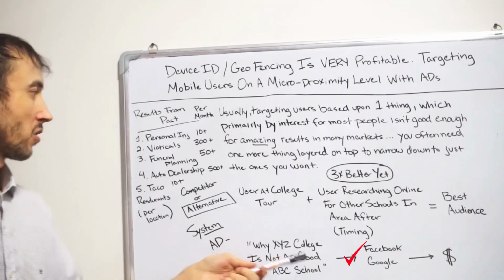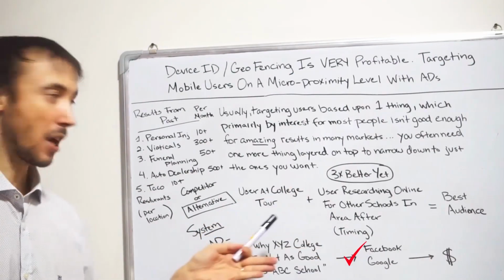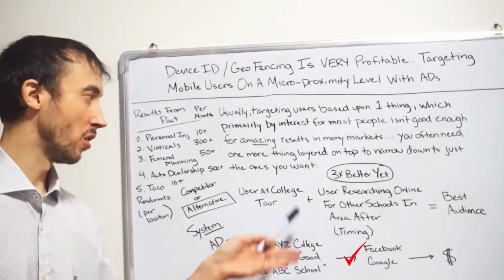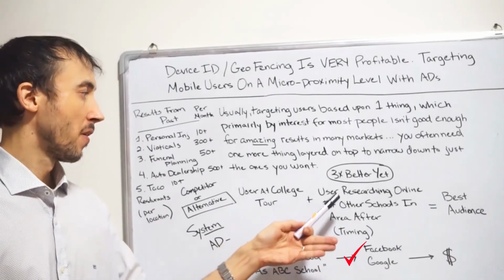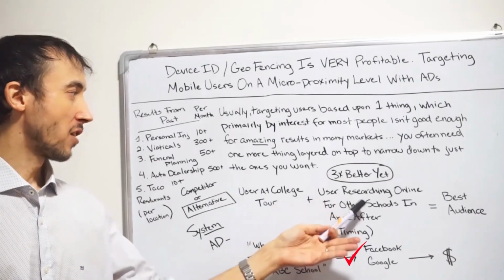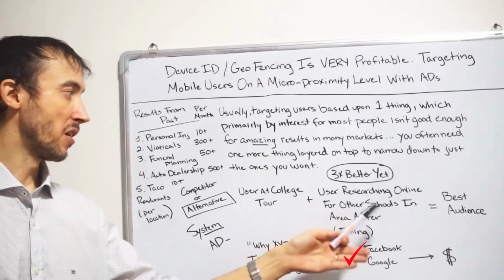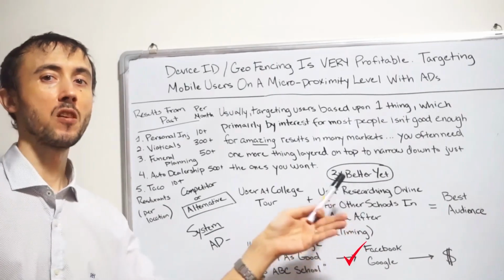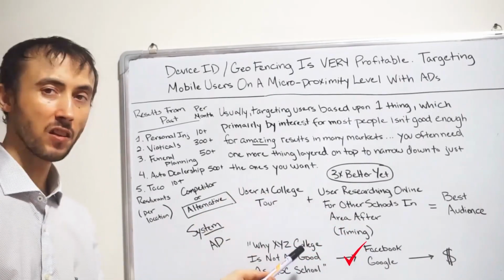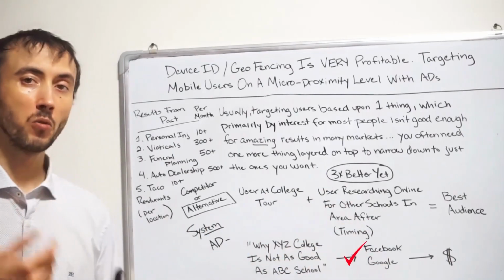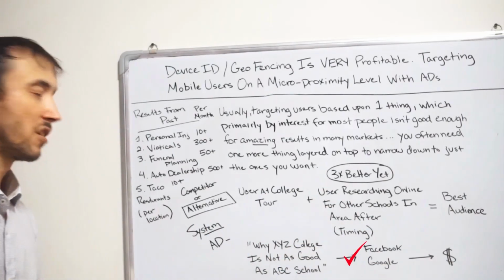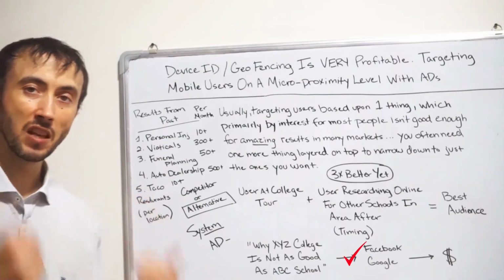And in this particular case, where I told you the example about the college and the design school, that actually happened. And we actually did what I was talking about here. So people had to be at the college and they had to start doing research for it to work.